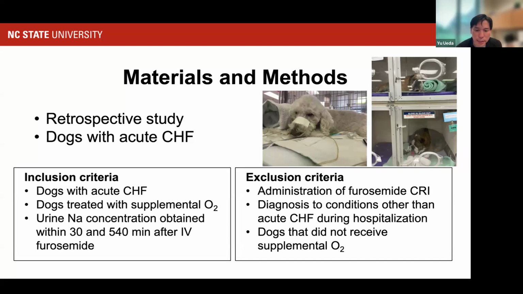Exclusion criteria in the study included administration of a furosemide CRI, diagnosis of a condition other than acute congestive heart failure during the hospitalization, and dogs that did not receive supplemental oxygen, such as very stable heart failure patients who probably just needed a readjustment of the diuretics and went home. These patients were excluded from this study.